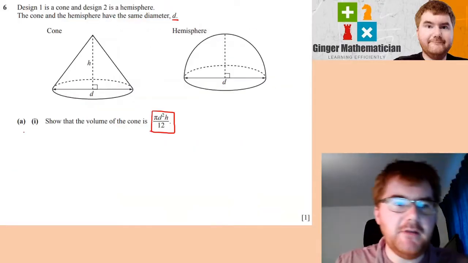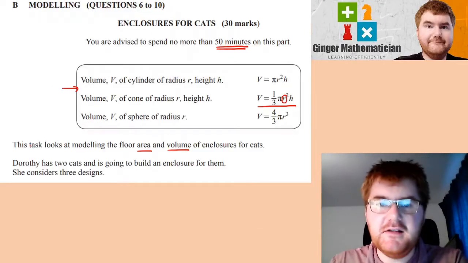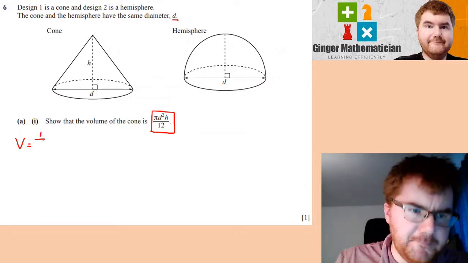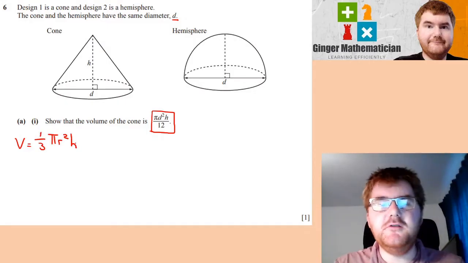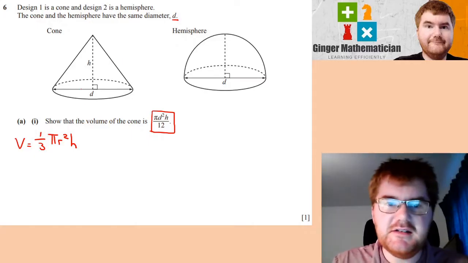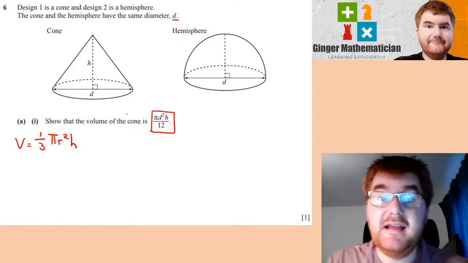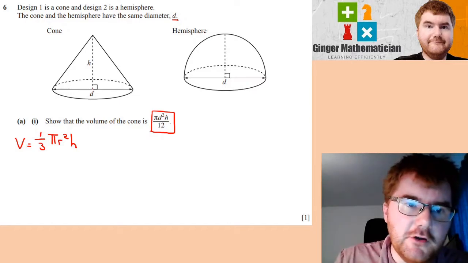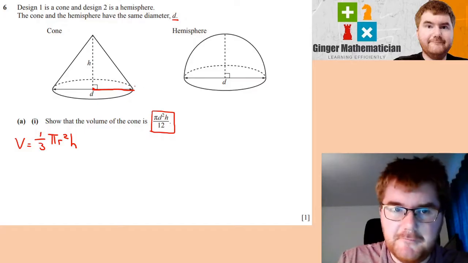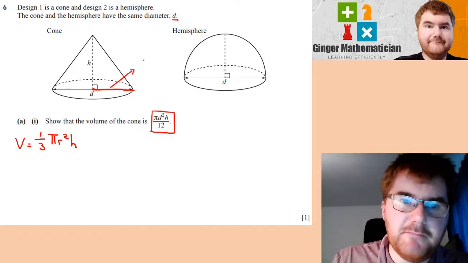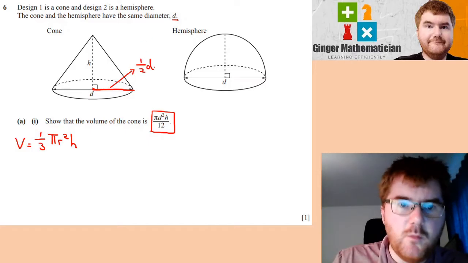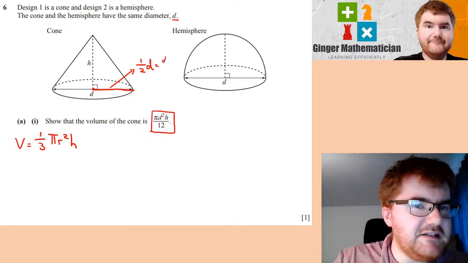So to show the examiner, I'm going to copy across that formula. So V equals 1/3 pi r squared h, and what we want to do is use the information in the question to then hopefully, fingers crossed, make this formula. Well, let's have a look at the radius. So remember, the radius is from the center of the circle to the circumference to the edge, and if the whole thing across is d, then the radius is going to be half of that, so it's going to be half of d, which we generally like to write as d over 2.